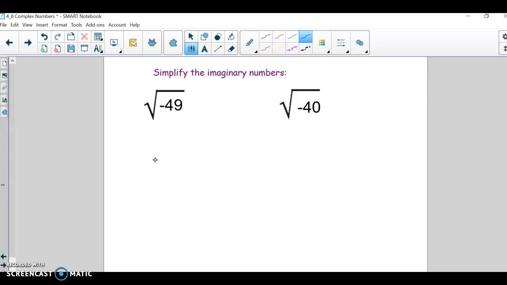Okay, so one more time with simplifying. Pause the video and see if you can remember how to simplify these radicals. Basically, this is where i comes up, when you have negative square roots. So see if you remember this simplifying process.